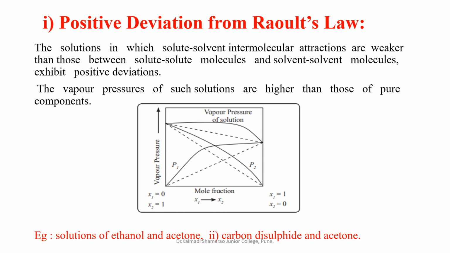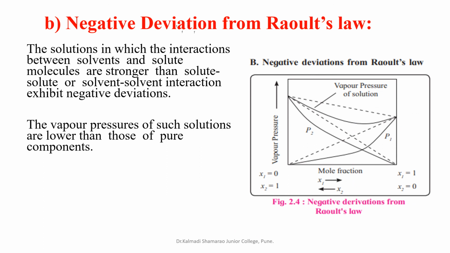Second, negative deviation from Raoult's law. The solution in which interactions between solvent and solute molecules are stronger than solute-solute or solvent-solvent interactions exhibits negative deviation. The vapor pressure of such solutions is lower than that of pure components.